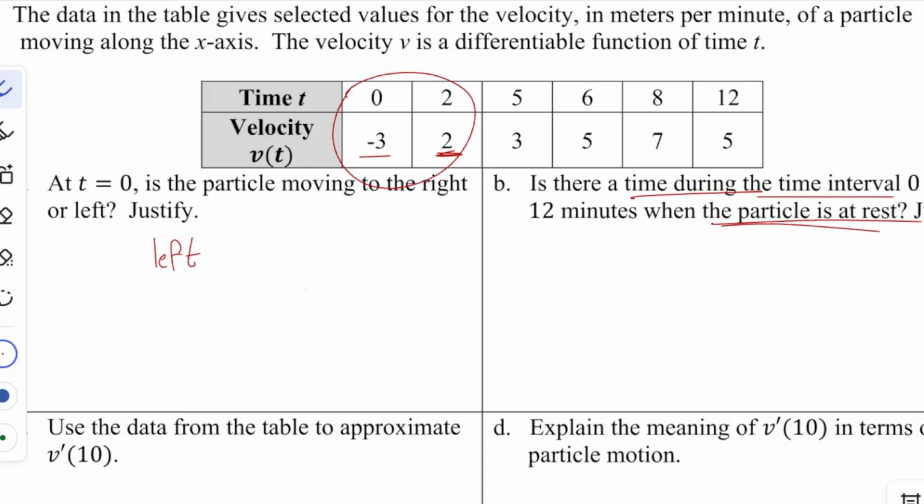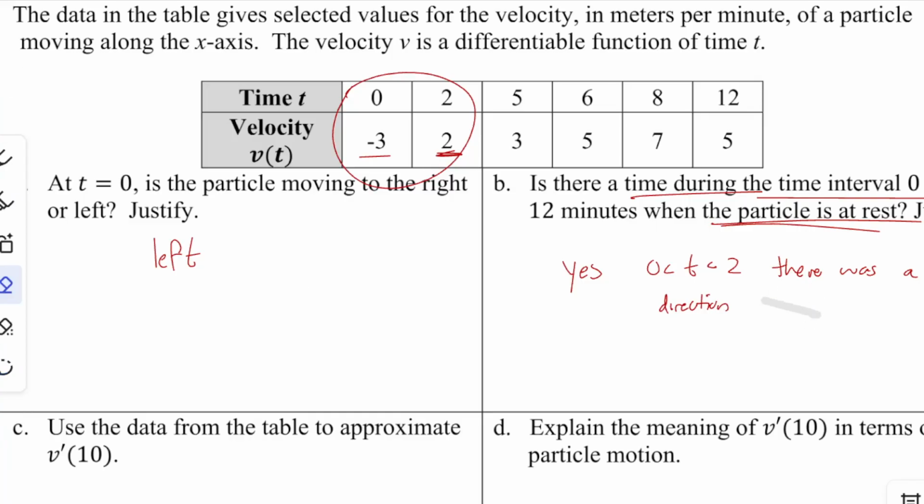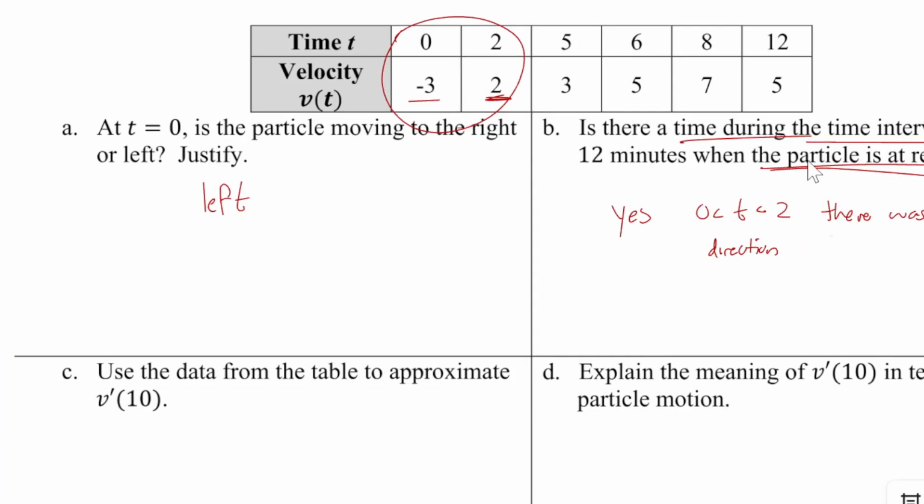Is there a time during the time interval? Yes. The time is between 0 and 2. There was a change in direction of velocity. I'll just say direction. In other words, a change in sign of the velocity. It's the same as a change in direction.